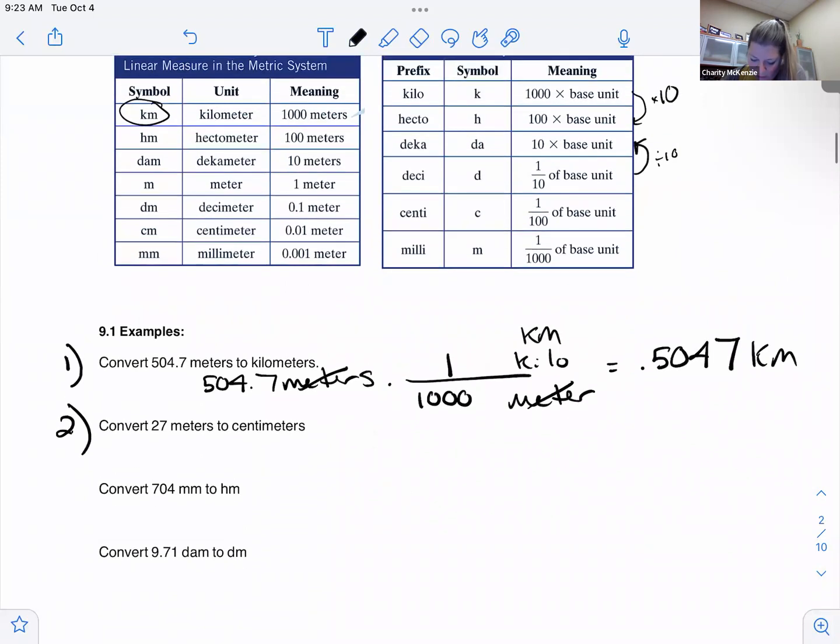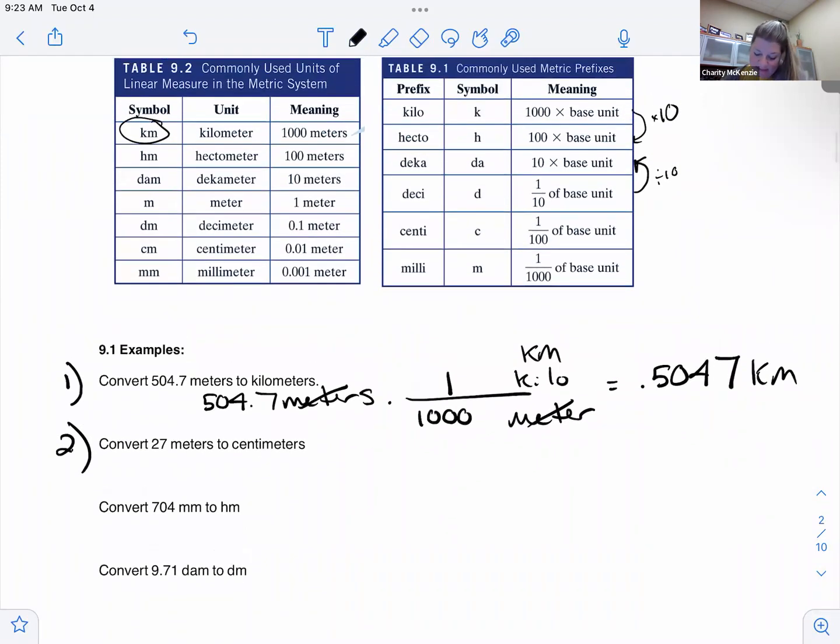So convert 27 meters to centimeters. I'm at 27 meters, so I'm at a meter, and I want to get to a centimeter. How many downs am I going to go? 1, 2 down. And down is timesing by 10 because you've got more of those when they go smaller. So I can do it still.